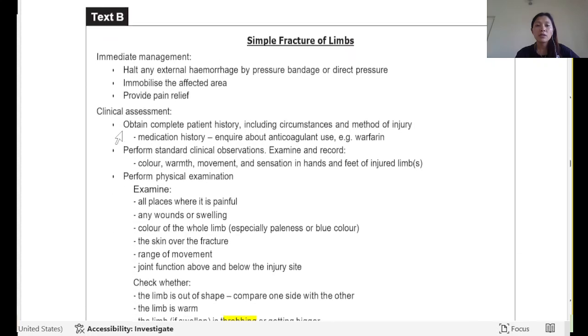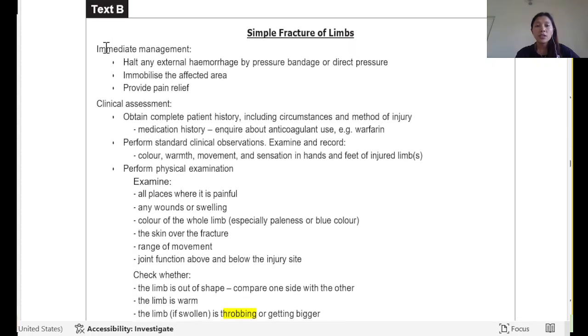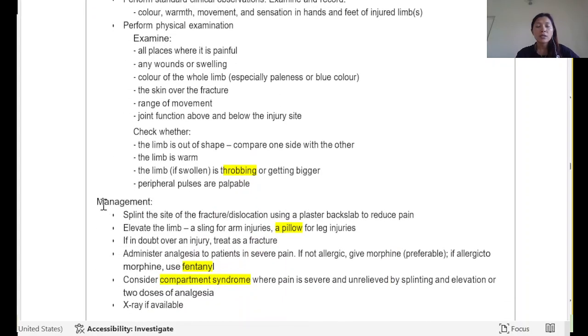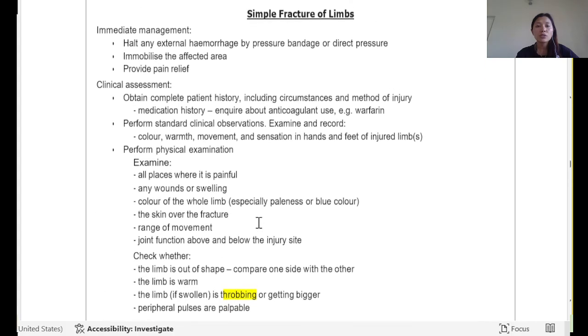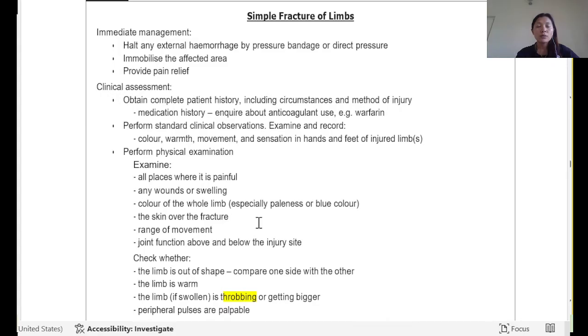Text B is a combination of three things. See here, immediate management, instant management, that is required during the fracture time. And also assessment. Assessment means, in a paraphrase, we will see the symptoms and what conditions we can observe at the moment, clinical observation. And then what is the third thing? Management, that is general management. There are two managements, immediate and general, that you should keep in your mind.